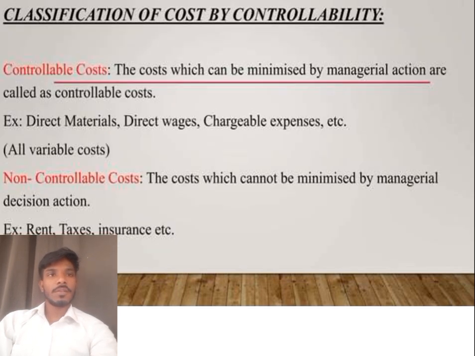Classification of cost by controllability. Controllable cost is the cost which can be minimized by managerial action. Example: direct material, direct wages, chargeable expenses, all variable costs. Non-controllable costs cannot be minimized by managerial action. Example: rent, tax, insurance.